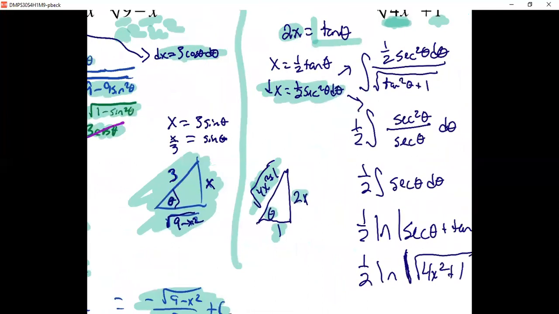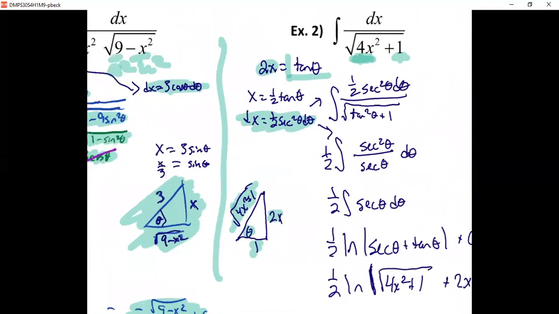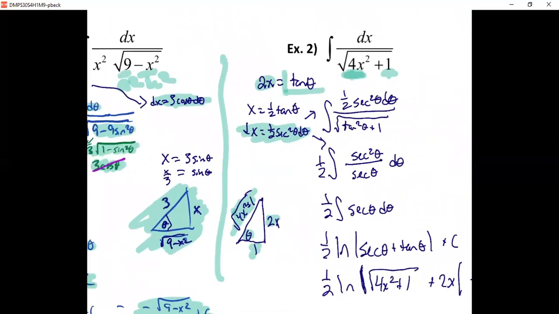Let's go ahead and show you all the work behind this one. So remember, our initial problem was dx over the square root of 4x squared plus 1. So we did our substitution for dx, right so.